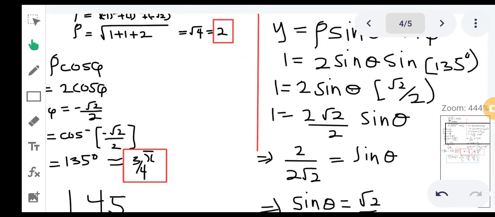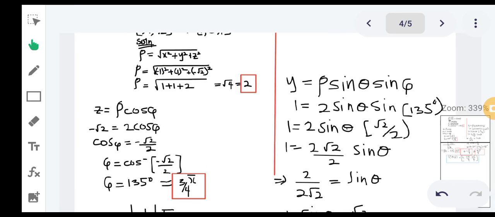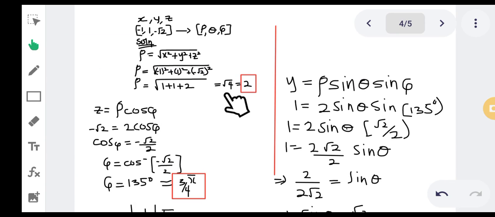So now we are done with the value for phi, and we have also found the value for rho. It's left with theta. That's why I said that when we are given the rectangular coordinates and we are asked to convert to spherical coordinates, theta is not the same, unlike from cylindrical coordinates to spherical coordinates. For cylindrical to spherical, theta is the same. But from rectangular to spherical coordinates, theta is not the same.